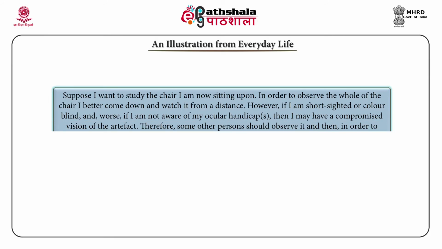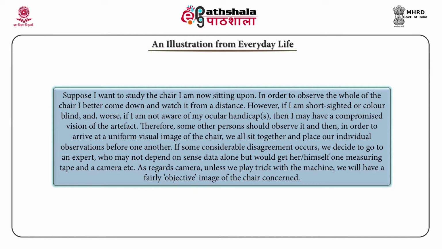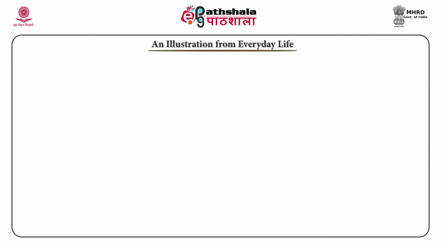Now let us have the illustration from everyday life. Suppose one wants to study the very chair she is now sitting upon. In order to observe the whole of the chair, she had better come down and then watch it from a distance. However, if she is short-sighted or colorblind, and worse, if she is not aware of her ocular handicaps, then she may have a compromised vision of the chair. Therefore, some other persons should observe it, and then, in order to arrive at a uniform visual image of the chair, they all sit together subsequently and place their individual observations on the table. If some considerable disagreement occurs, they would perhaps decide to go to an expert, who may not depend on her sense data alone and would get herself measuring tapes, cameras, etc.